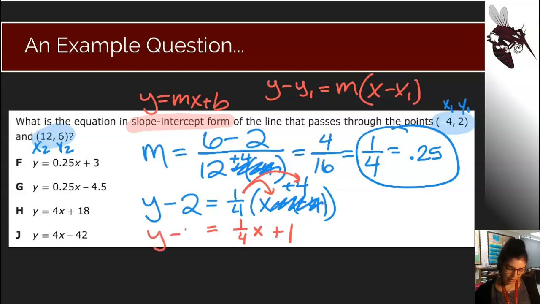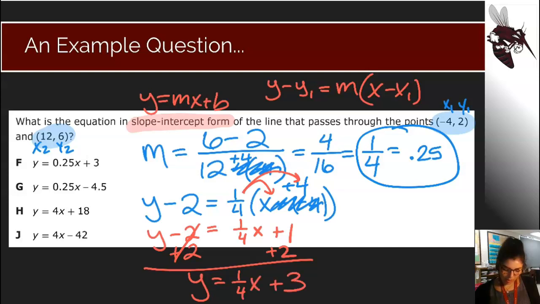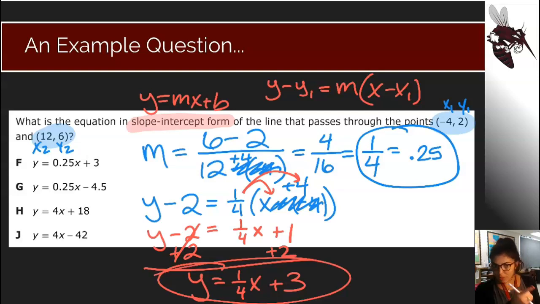Bring down the left side of the equation. I'm going to add 2 to both sides so that I have isolated the y, gotten the y by itself, which matches my slope-intercept form equation, y equals mx plus b. Now, it doesn't technically match one of the answer choices, but we already established that 1/4 is the same as 0.25, so 0.25x plus 3 is the same equation, just not written in fraction form.